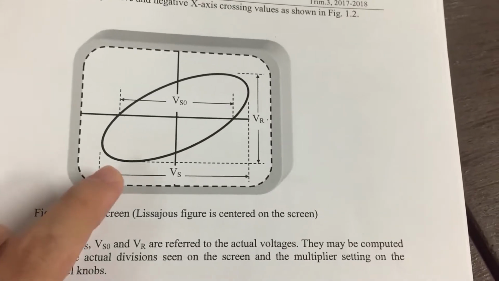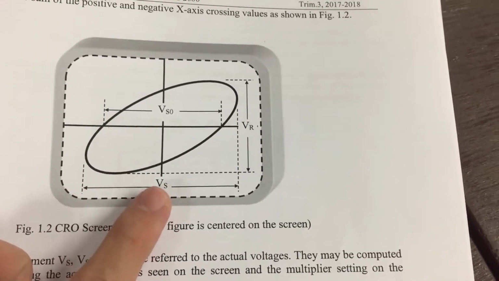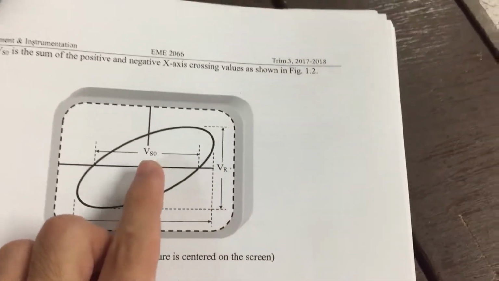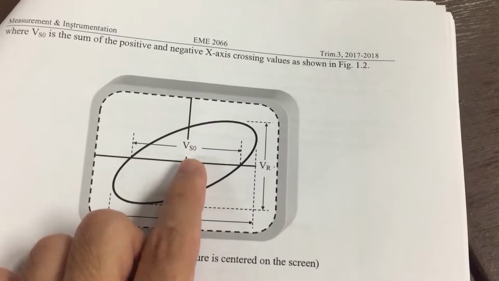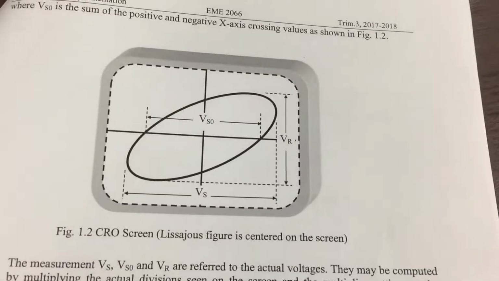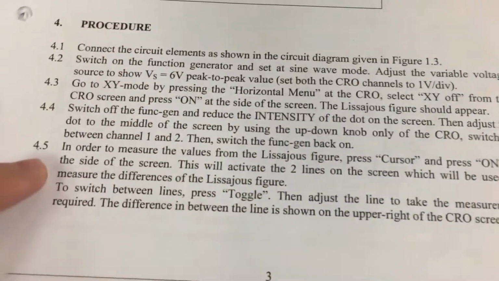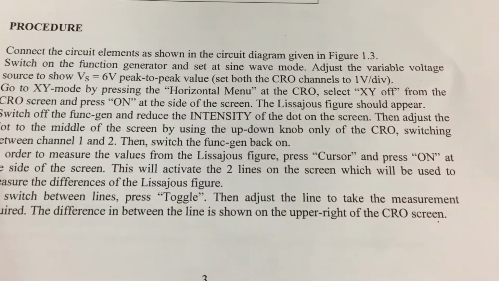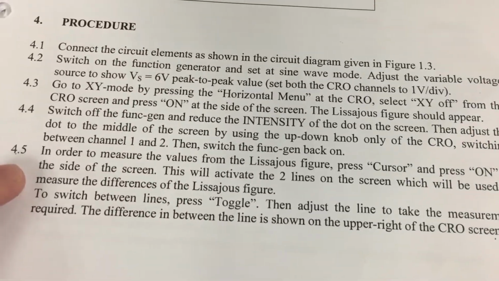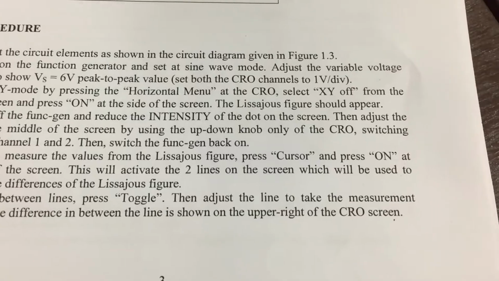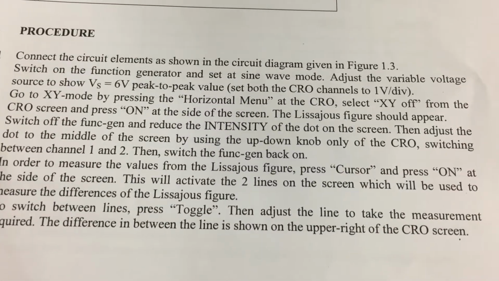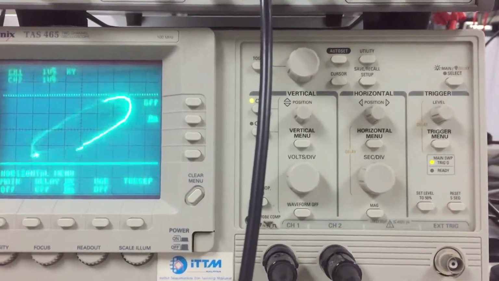What we need to do is to measure the peak to peak source voltage, the peak to peak resistor voltage, and the VS0 voltage. So how are we going to measure from the CRO? In order to measure the values from the Lissajous figure, press the cursor and press on at the side of the screen. This will activate the two lines on the screen, which will be used to measure the differences of the Lissajous figure.